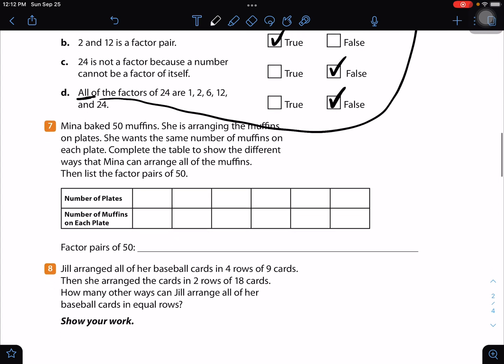Mina baked 50 muffins. She is arranging the muffins on plates. She wants the same number of muffins on each plate. Complete the table to show the different ways that Mina can arrange all 50 of her muffins.